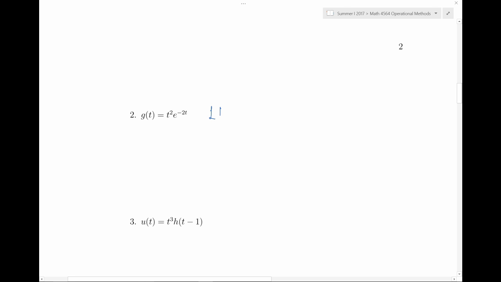We know that the Laplace transform of e to the minus 2t is 1 over s plus 2. And also the Laplace transform of t squared for the alternative way is 2 factorial over s cubed.